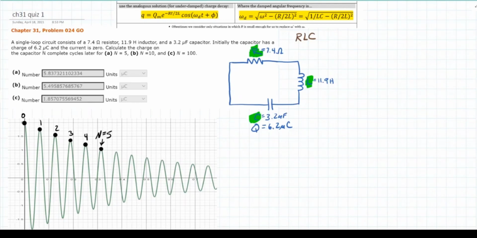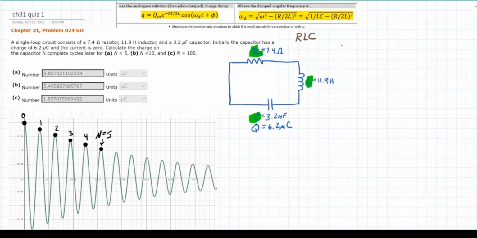All right, so in your green sheets, in the chapter 31 lecture video, which is pretty heavy, lots of derivations were reviewed. I'm going to look at this expression. This is the expression that says, hey, here's how you find out. This expression gives you the charge on a capacitor after a certain amount of time. It specifically says to use the analogous solution for underdamped charge decay. Okay, so I'm going to write this down.